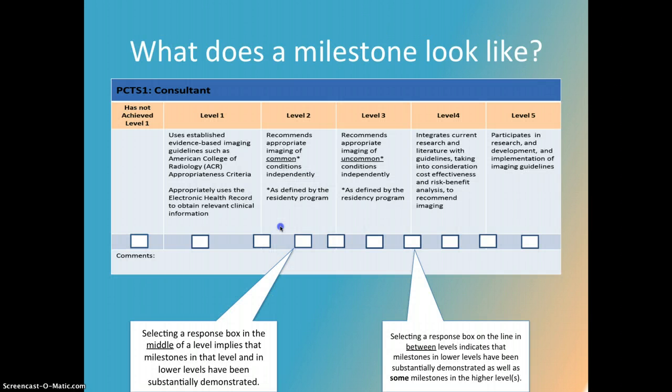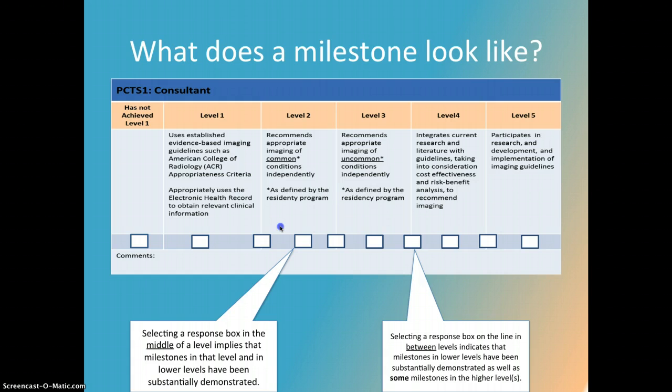So what does a milestone look like? This is an example of one of the milestones. This is PCTS1, consultant. The milestones are from level 1 to level 5. Level 1 would be expected of someone who is a first-year radiology resident. They can use the ACR appropriateness criteria, they can use the electronic health record, but haven't achieved a milestone level much higher than that.